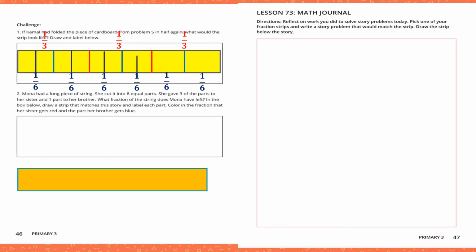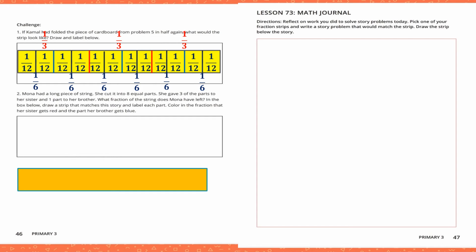So how many pieces do we have now? They were 6, and we fold each part into 2 parts again. So it will be 1 over 12, sorry, 1 over 12.